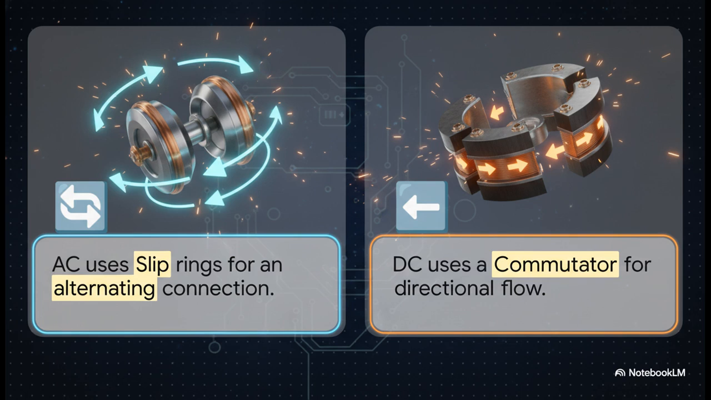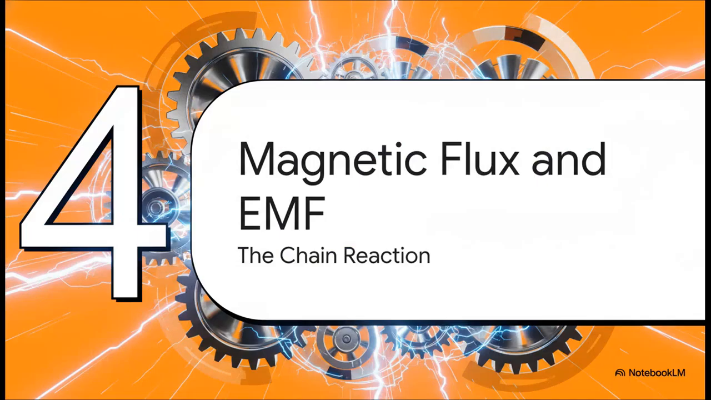But if you want direct current, or DC, where the power flows strictly in one direction, you'd replace the slip rings with a split-ring commutator. It's this clever little device that physically reverses the connection to the outside circuit every half turn, forcing the electrons to only march forward. Which brings us to Section 4, magnetic flux and EMF, the chain reaction.